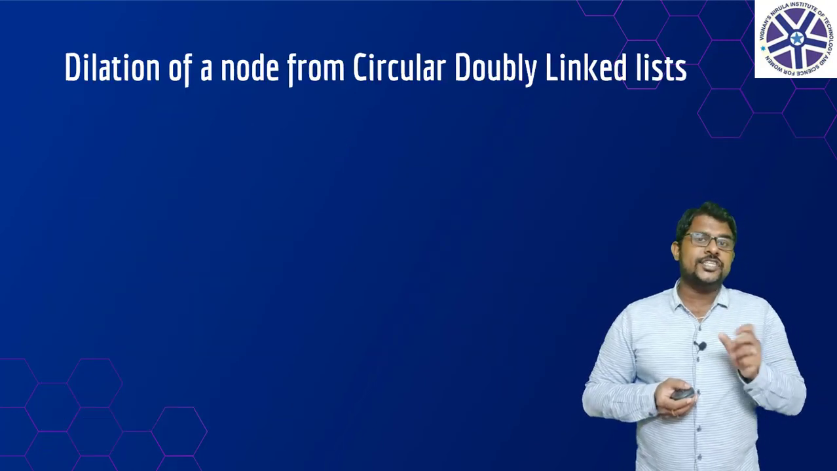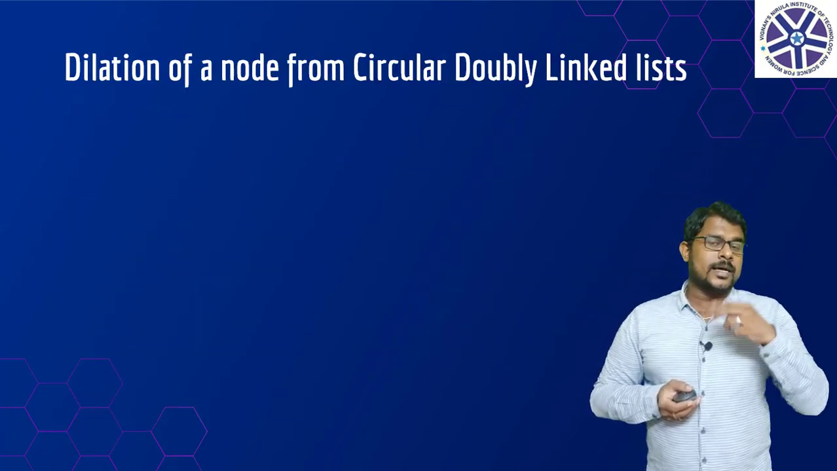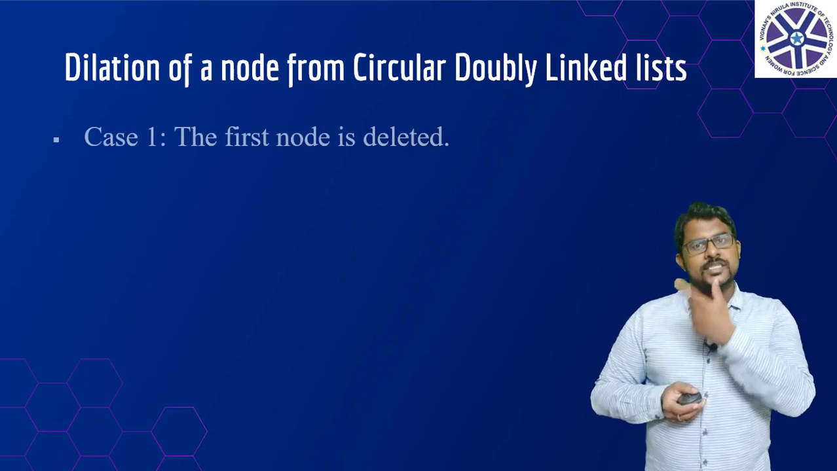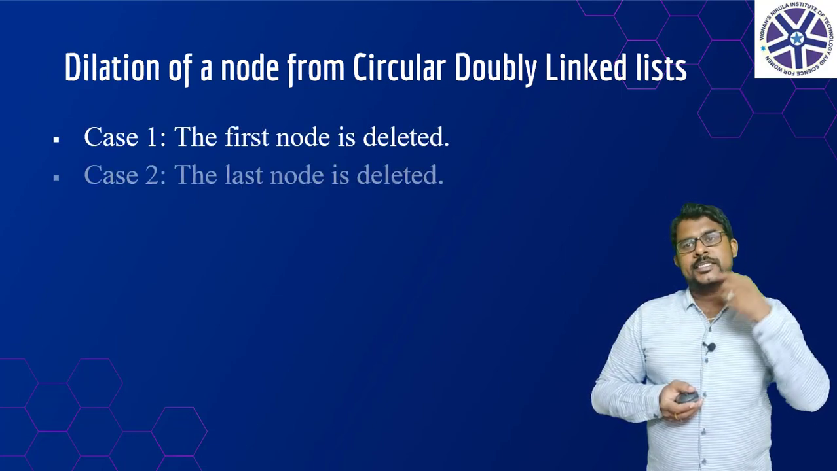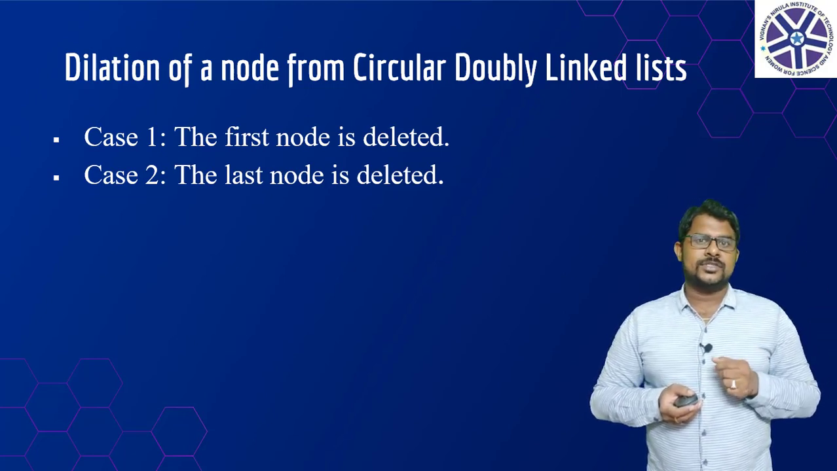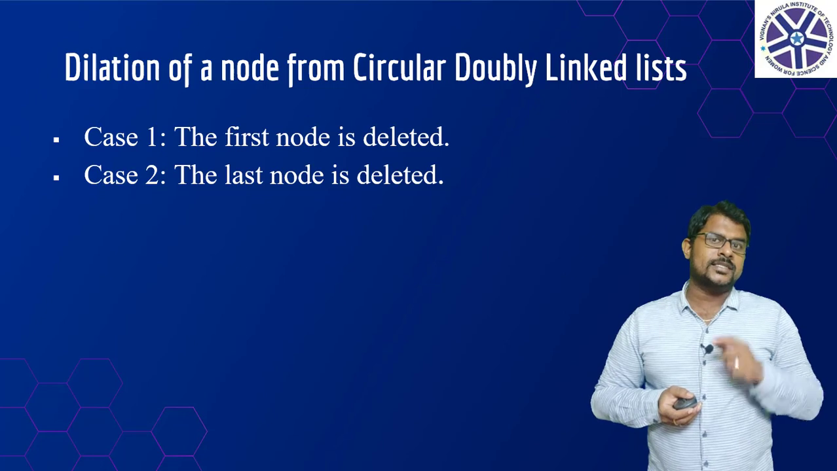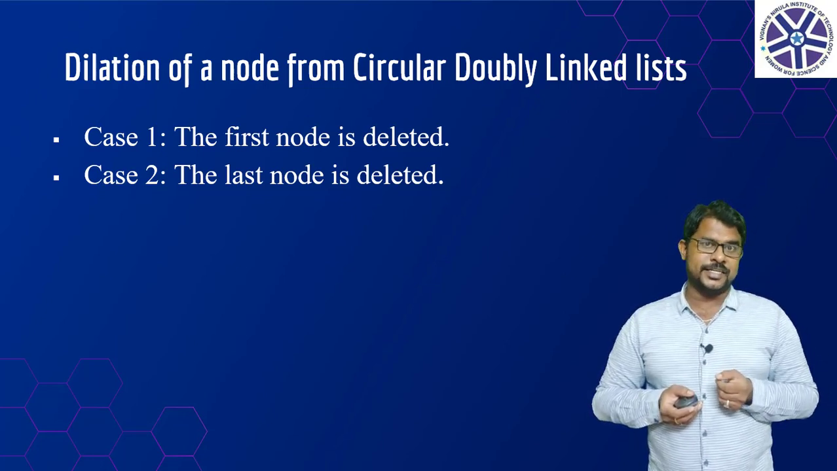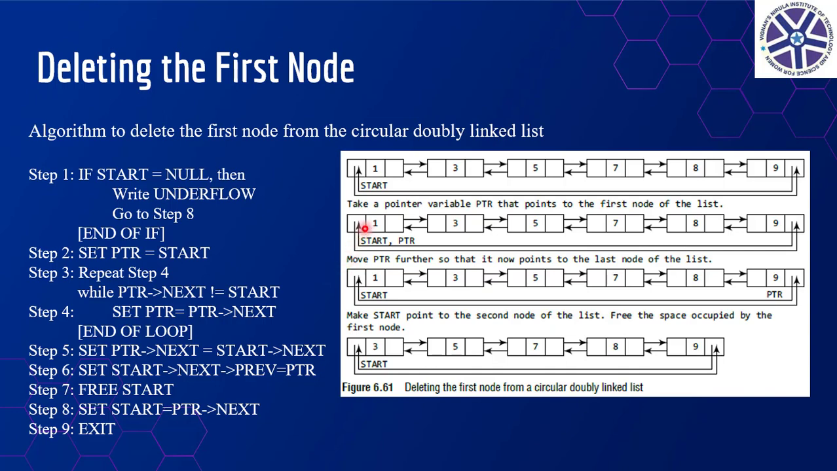When it comes to deletion from the doubly circular linked list, you are going to delete the first node, that is the first case, or you can delete the last node, that is the second case. So we are going to see these 2 cases when it comes to the deletion of a node from a doubly circular linked list. So, deleting the first node from the doubly circular linked list. You have a doubly circular linked list like this, and from this we need to delete this first node.